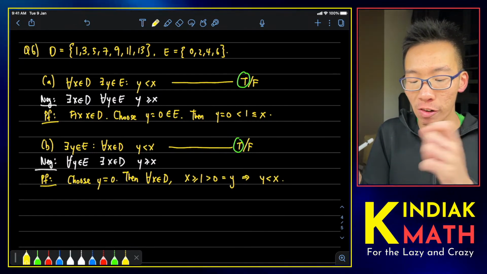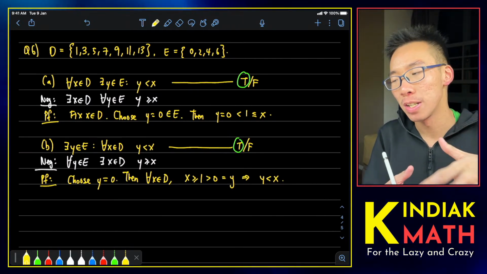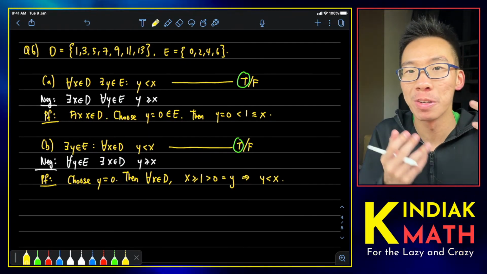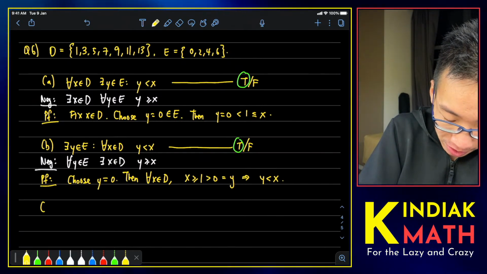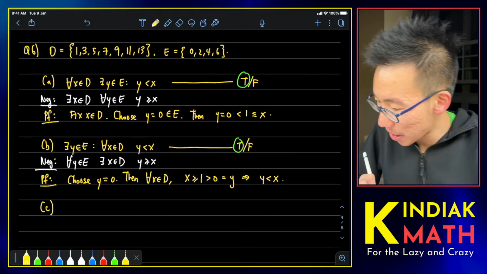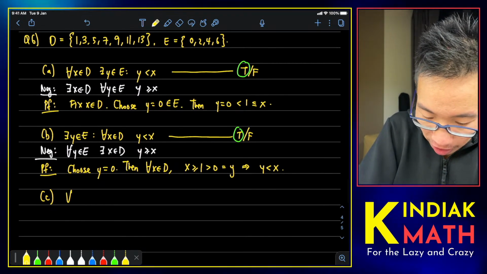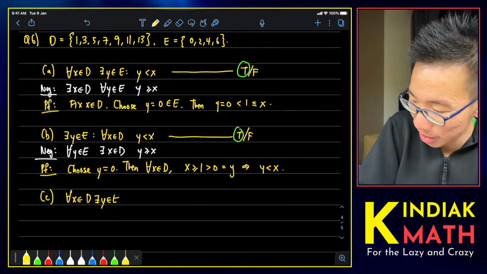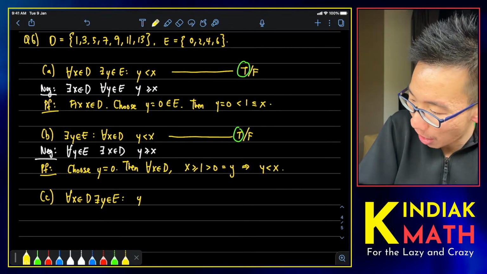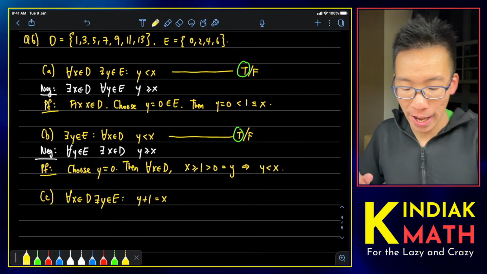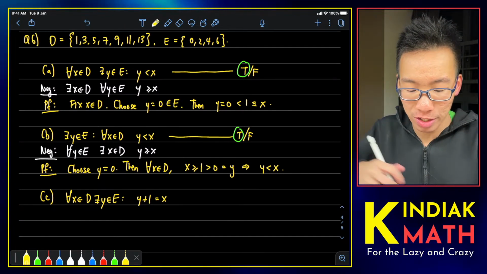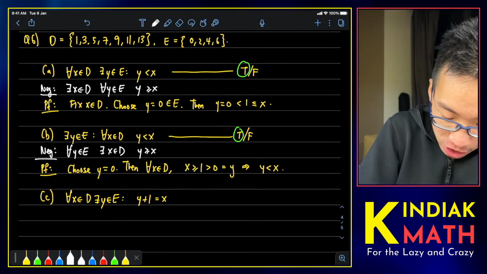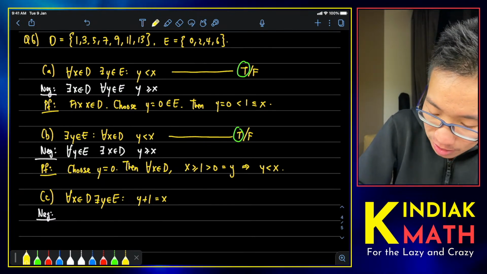So in this situation, both the for all and there exists statements are true. It doesn't always have to be true, it doesn't always have to be false. We have to be careful each and every time. The next statement says this. For any x in D, there exists y in E with the property that y plus 1 equals x. Let's negate it and check whether it's true or false.